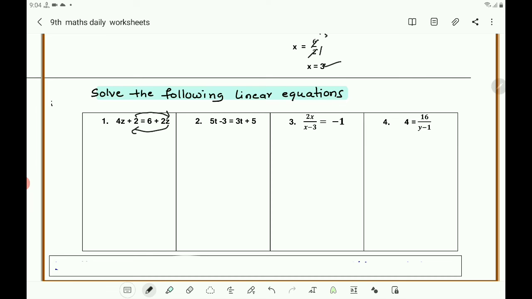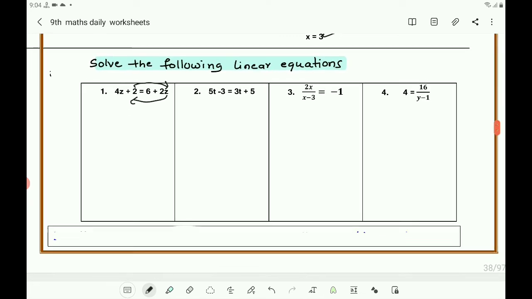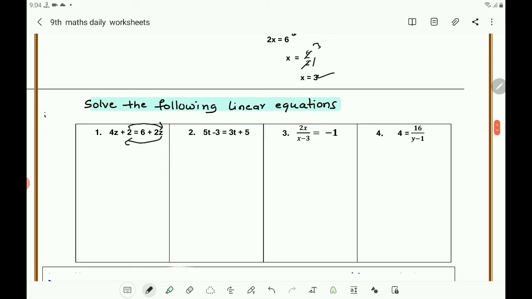You know that in the first step it becomes 4z minus 2z equals 6 minus 2. Then 4z minus 2z is 2z, equals 6 minus 2 is 4. 2z equals 4. z equals 4 by 2. 2 ones are 2, 2 twos are 4. z equals 2 you will get. Here also, in the first step you transfer 3t to the LHS and minus 3 to the RHS. Then it becomes 5t minus 3t equals 5 plus 3. So you will get 8t equals 8 and t equals 8 by 8, which is equal to 1.